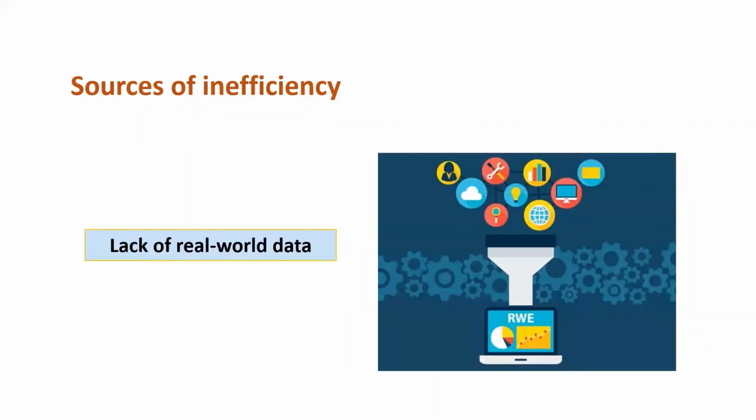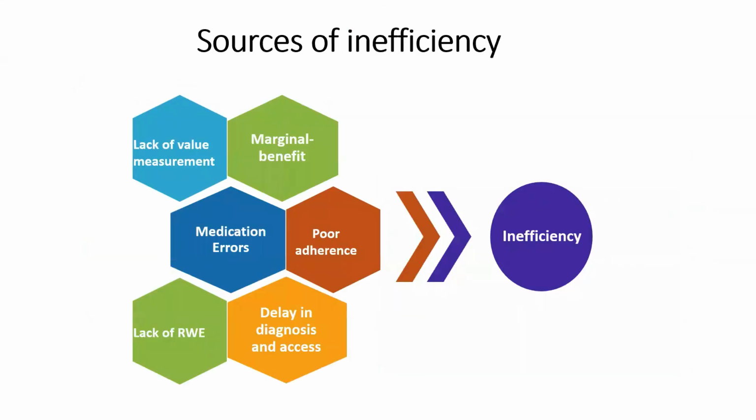Lack of real-world data. So we don't have data to assess the interventions that we adopt. We have new interventions, we add them, and we don't go back and collect data to see if these drugs were really effective in our population. Next, please. So to sum up all the sources of inefficiency: lack of value measurement or assessment, adopting drugs with limited or marginal benefit, medication errors, poor adherence, lack of data, and delay in diagnosis. Next, please.